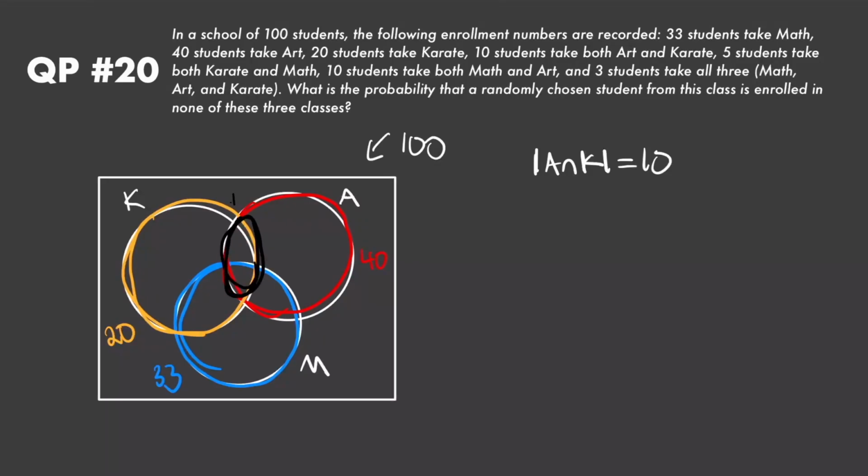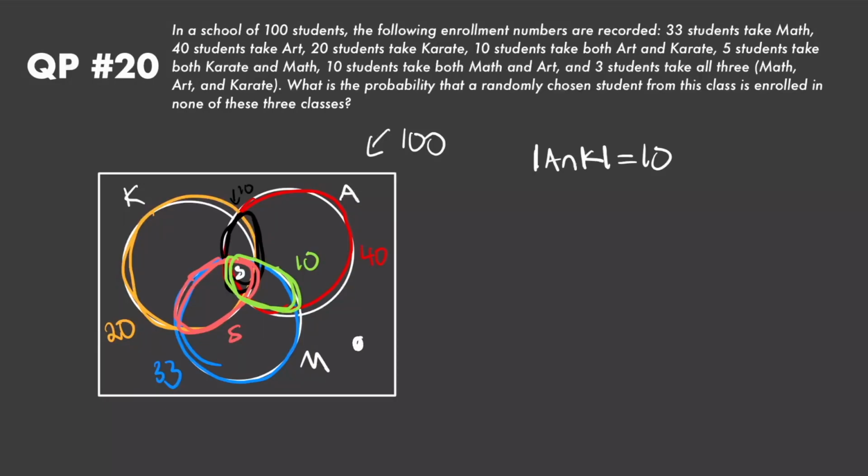Okay, so magnitude of 10 here, and then it tells us that 5 students take both karate and math, so that's just going to be the magnitude of this here. We'll call it 5. And it tells us 10 students take both math and art, so right here. And then it tells us that 3 students take all 3. So we know that there's 3 smack dab in the middle right there. Now, this is all that we're given. Now, we're trying to find the number of students that are not in either of these 3 bubbles.